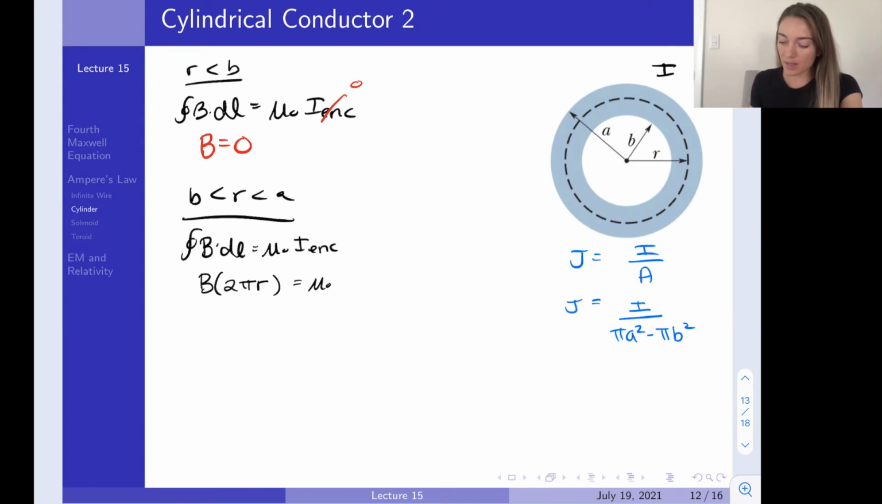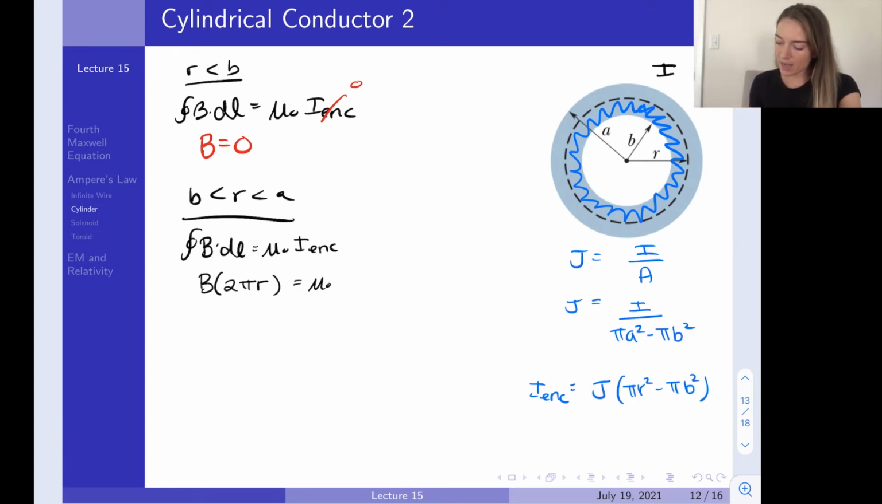Now, when I want to find the enclosed current, again, I have to multiply the current density by just the area that's enclosed in my Amperian loop. So that's going to be this area here. So I enclosed is going to be J, which we just found, times the area here, which now is pi r squared minus pi b squared. So we have little r, since we're only going out to the Amperian loop radius.